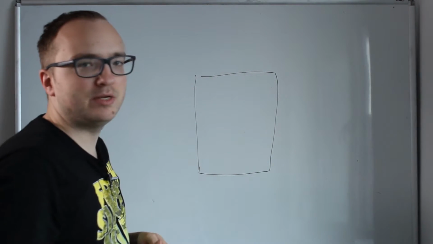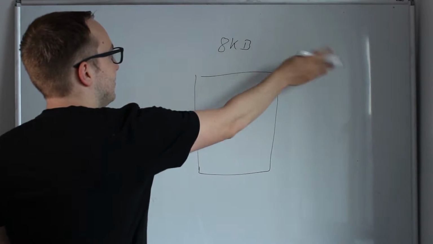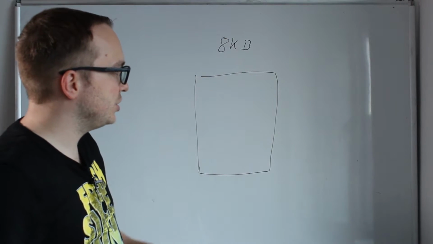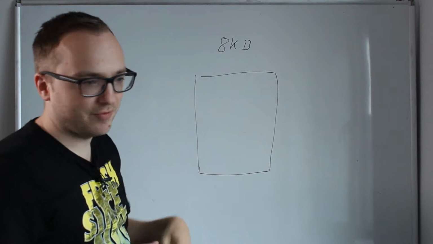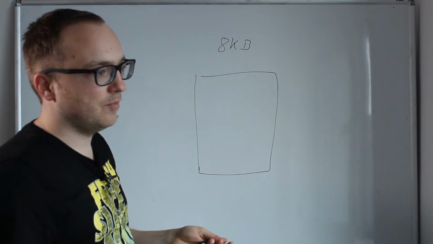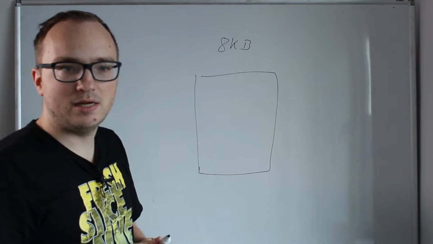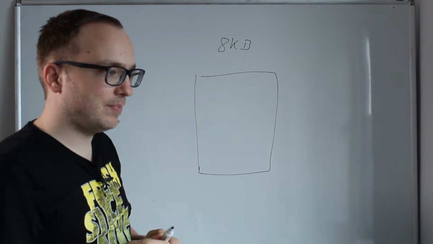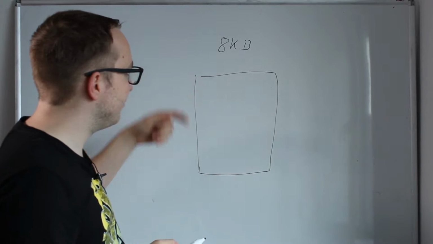A page in SQL Server is always 8 kilobytes big, and we have different kinds of pages. We have a data page, we also have index pages, we have page free space, we have the global allocation map pages, the SGAM, the GAM page, and so on and so forth. But we are focusing now on data pages.